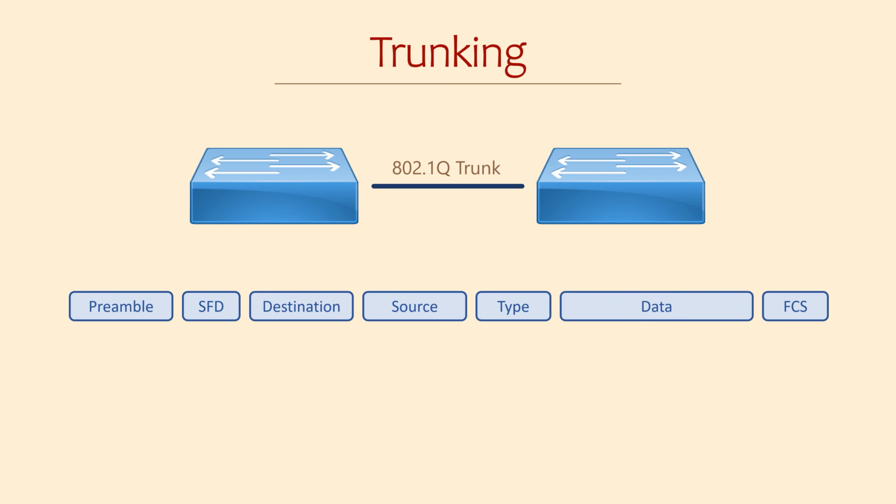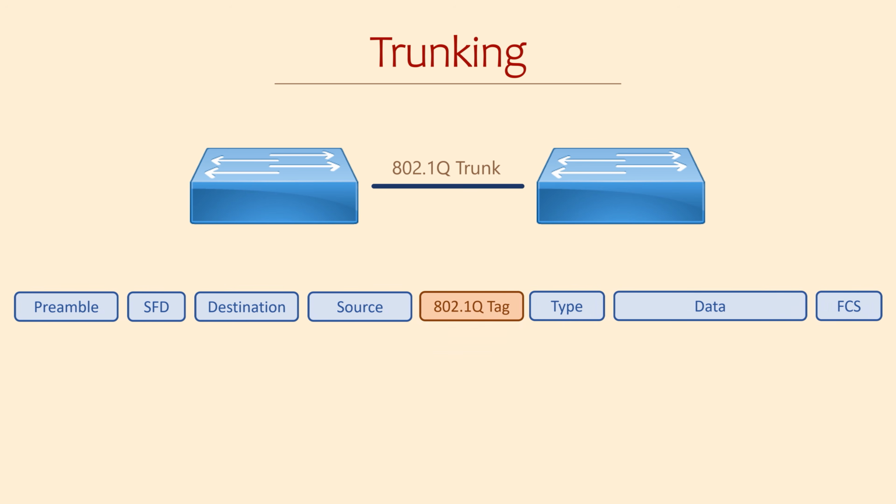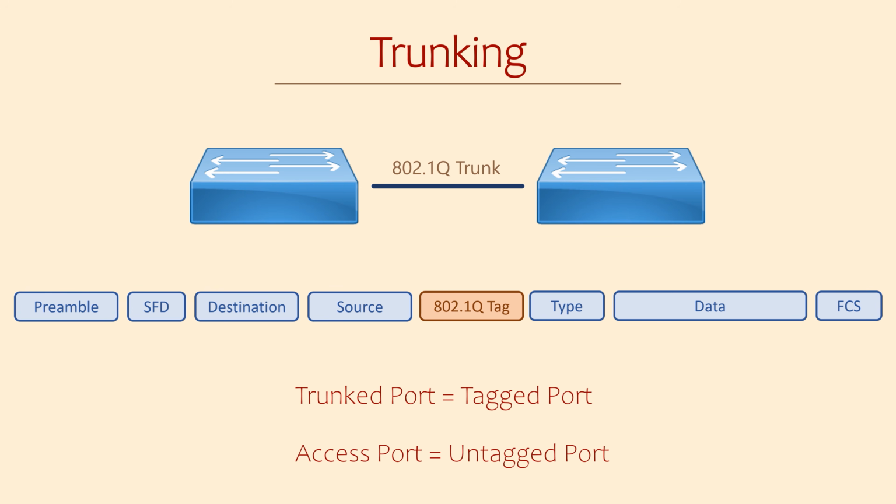This takes the Ethernet header in the frame and adds in a small tag. This tag simply contains the VLAN ID. So if a switch needs to forward a frame from one switch to another, it will add this tag, and then the receiving switch will know which VLAN that frame belongs to. This process is often called tagging, and you can probably see why. In fact, while Cisco refers to it as a trunk port, many other vendors will call it a tagged port.